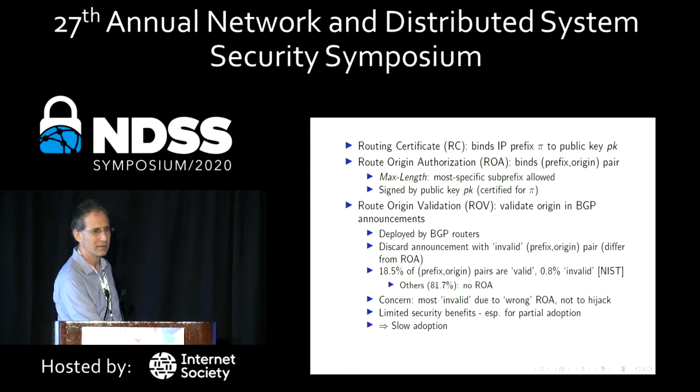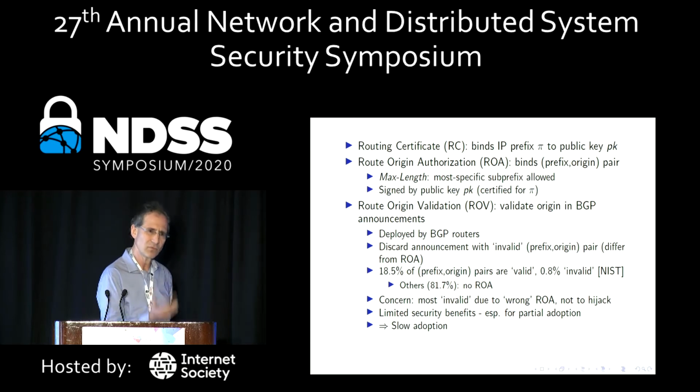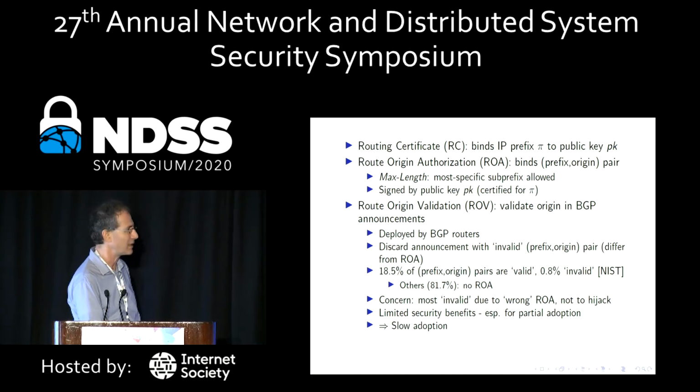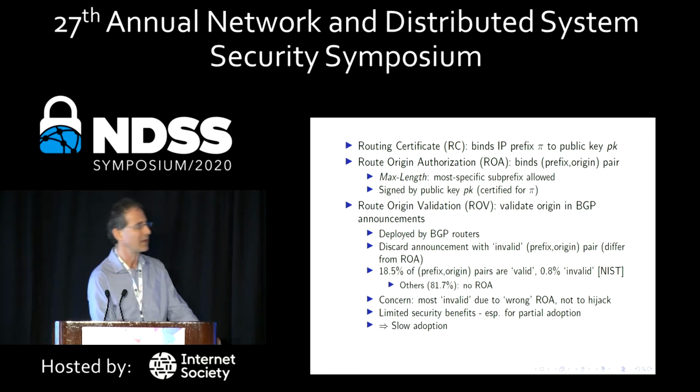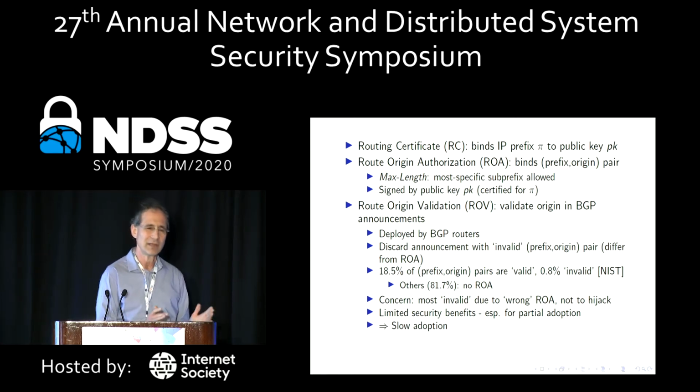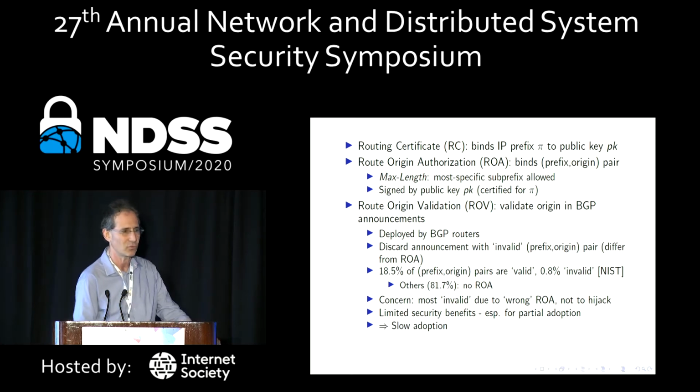Now, how much is it really in use? So there are some prefix-origin pairs which are announced and signed by these ROAs. About 18.5% of the announcements are actually valid in that sense. A bit less than 1% are invalid. So you have a BGP announcement that most probably is not actually a hijack, but somehow conflicts with these ROAs, so it looks like a hijack. You would actually discard them, which is a big problem. And of course, there are many others which simply don't have any ROA, right?